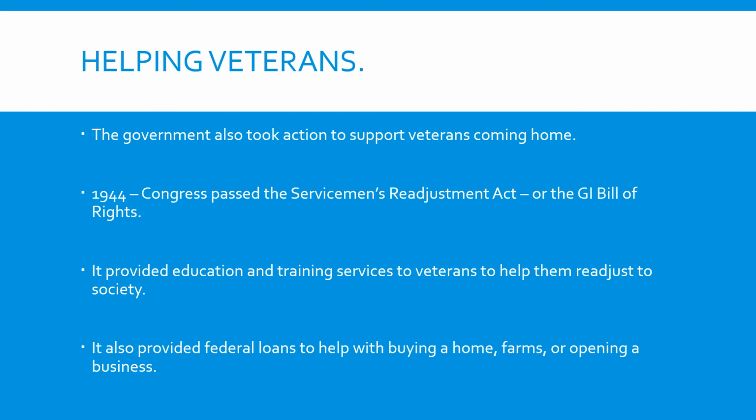Helping veterans: the government also took action to support veterans coming home. In 1944, Congress passed the Servicemen's Readjustment Act, known as the GI Bill of Rights, which provided education and training services to veterans to help them readjust to society. It also provided federal loans to help veterans buy a home or farm, or even open their own business. Over 7.8 million veterans used some type of service of the GI Bill.